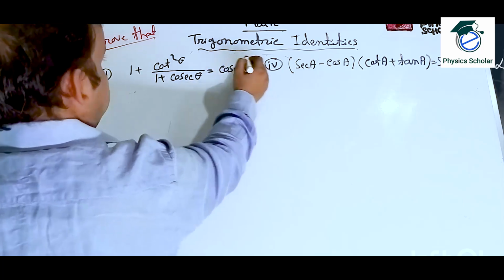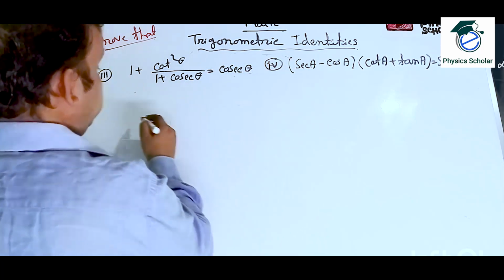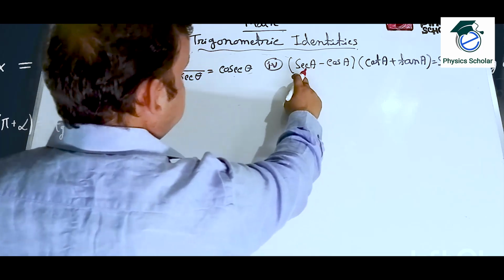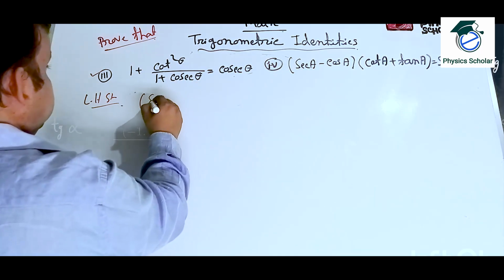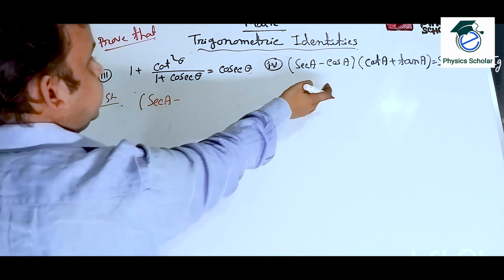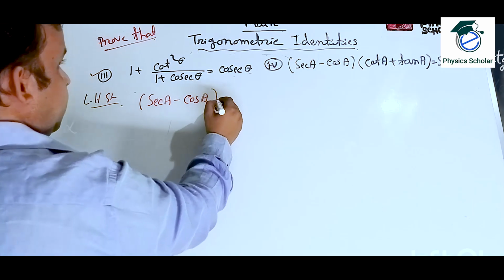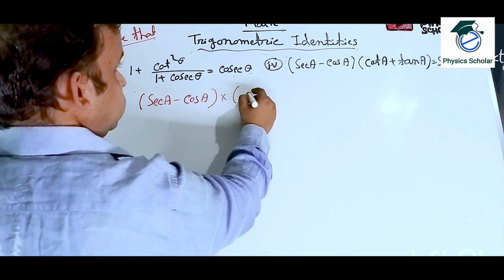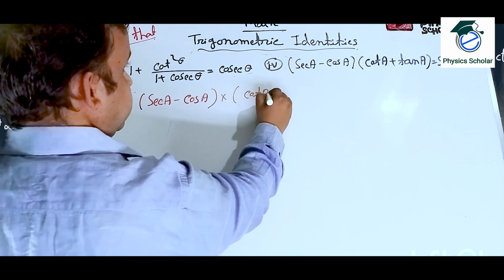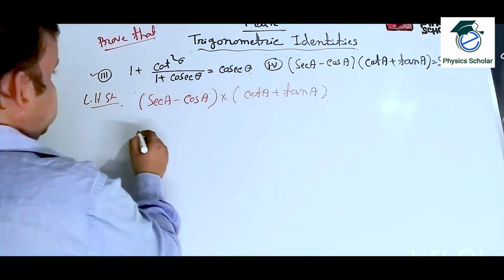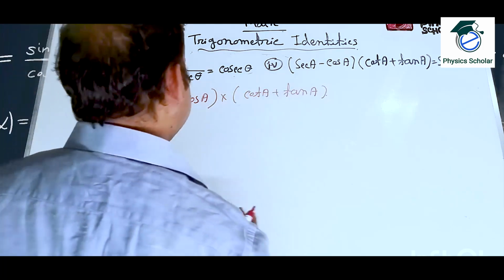So what is sum number 4? It is given. So let us write the left hand side. What? (sec A minus cos A) into (cot A plus tan A). Here instead of theta it is given A. Clear? So now we will convert all into sine and cos.